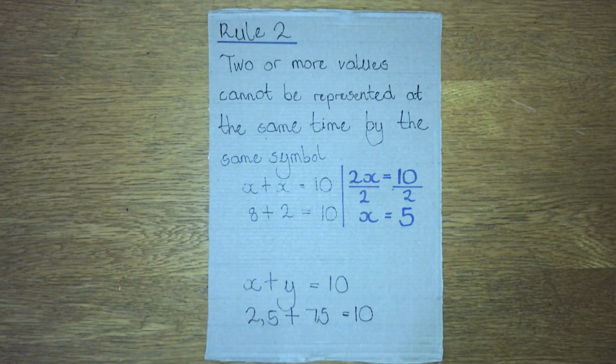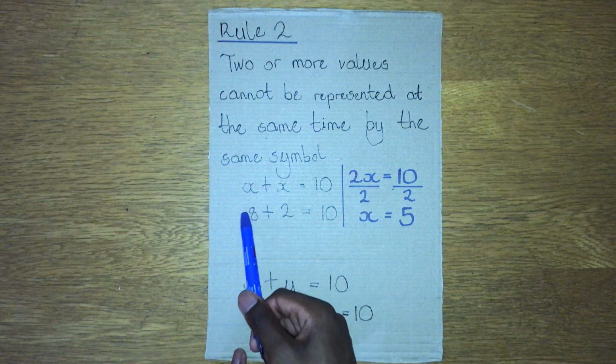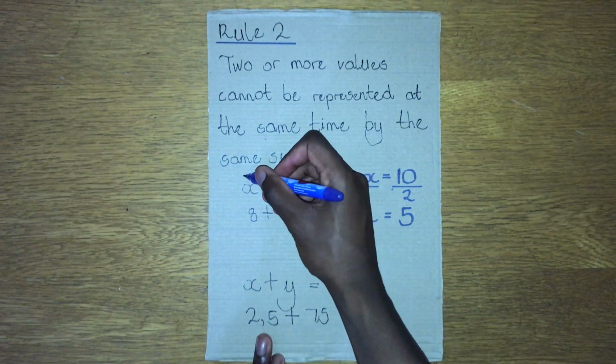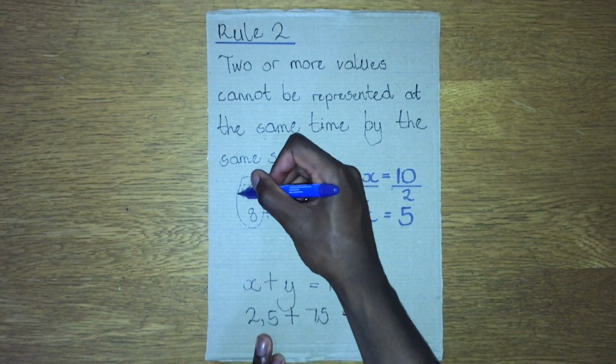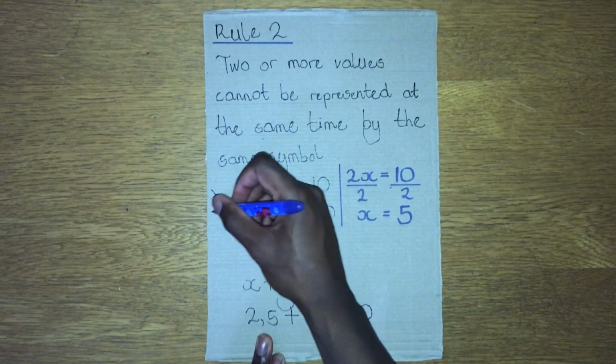Rule number 2. Two or more values cannot be represented at the same time by the same symbol. Let us look at this example here. We have x plus x is equal to 10. Now, we cannot say that each individual x here stands for different values, as that is not true. So, it is false.